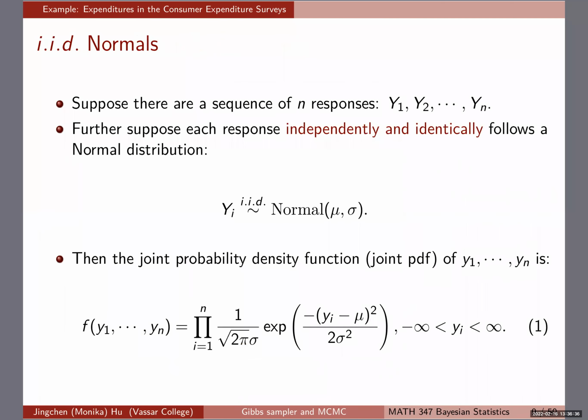The IID normals is also what we focused on a lot. So that's how, if you remember, equation 1 is how we're able to write out the likelihood function of mu and sigma. Okay? They all come from the assumption that the sequence of observations are identically and independently following a normal distribution with the same mu and sigma. So equation 1 is, I guess, the basis of how we're able to write out the likelihood in the first place. So this is also a review from before.